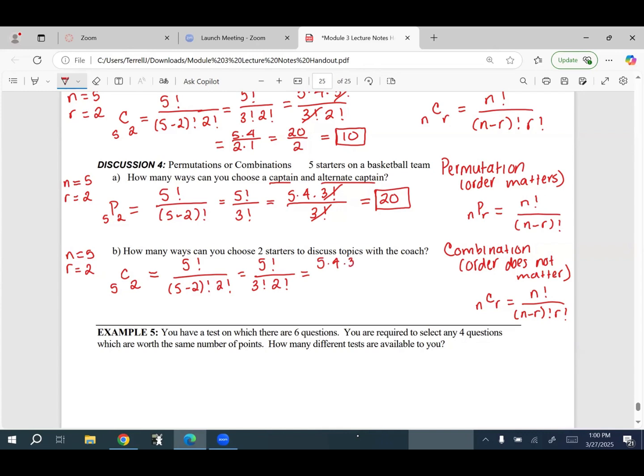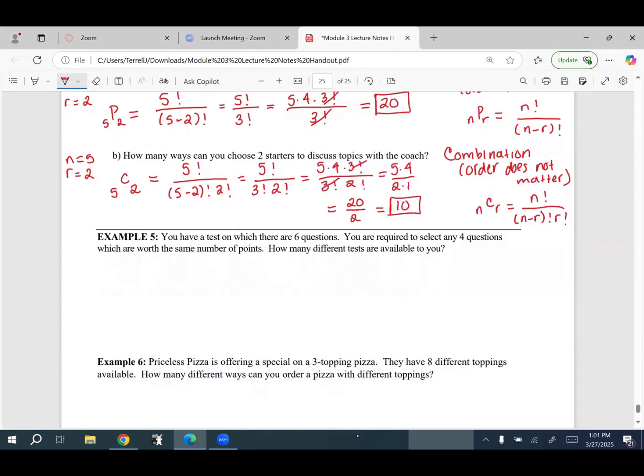Rewrite 5 factorial as 5 times 4 times 3 factorial. And in the denominator, you have 3 factorial, 2 factorial. Those 3 factorials will cancel out, which leaves me with 5 times 4 on top over 2 times 1 in the denominator. And so this is 20 over 2, which is 10.